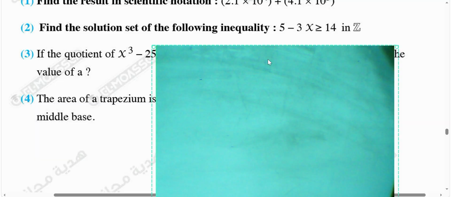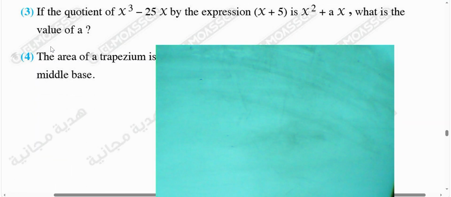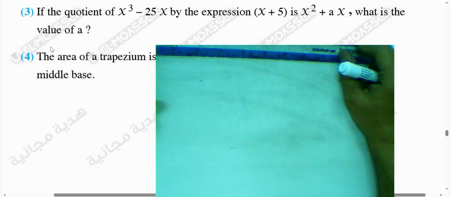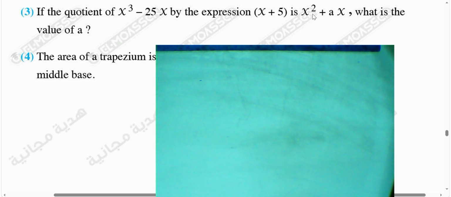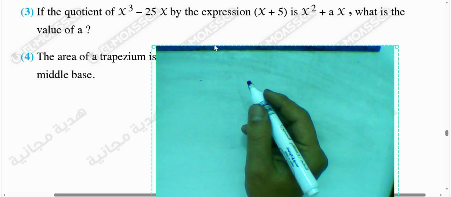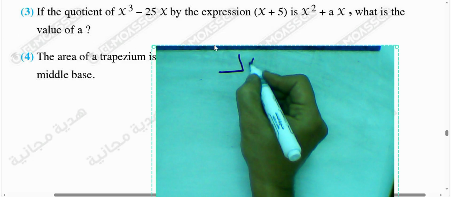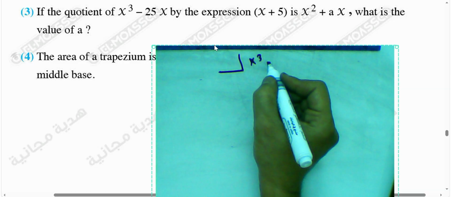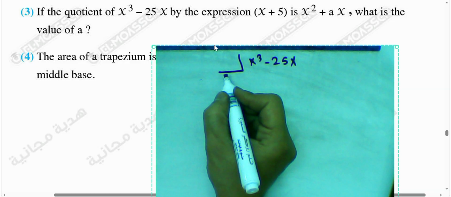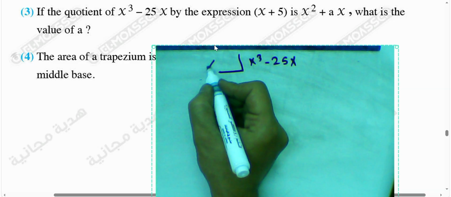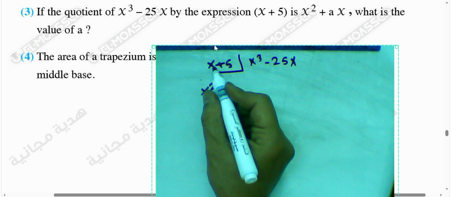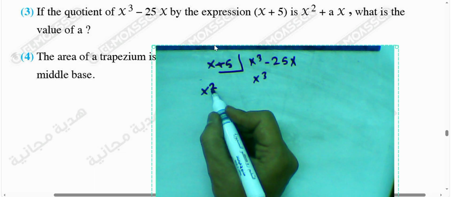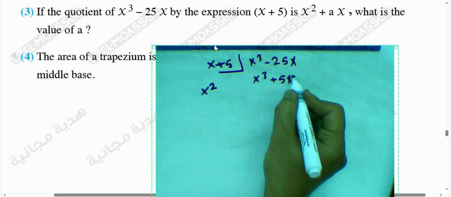Next question. If the quotient of x power 3 minus 25x by the expression x plus 5 equals x power 2 plus ax, what is the value of a? Okay, you can solve the steps here, right? X power 3 subtract 25x divided by x plus 5. First, x power 3 divided by x will be x power 2. X power 2 times x plus 5. X power 2 times 5 is 5x power 2.